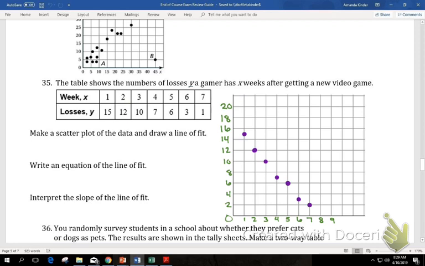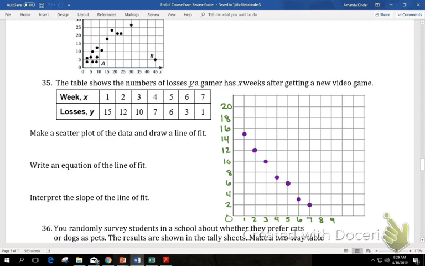Okay, let's talk about this in terms of X and Y. What can you tell me about how X and Y are related to each other? What can you tell me about their relation? X and Y. As X is increasing, what is happening to Y? Y is decreasing. So now let's name the categories. What category stood for X? Weeks. And what category stands for Y? Losses.